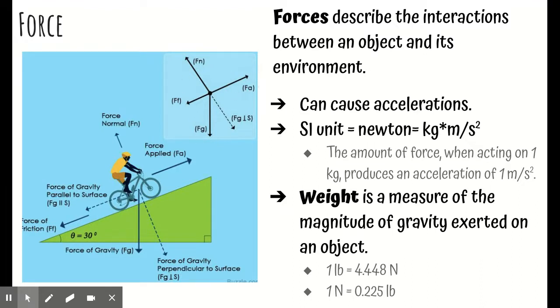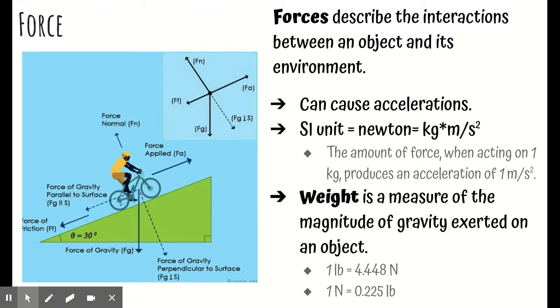The unit for force is going to be newtons. It breaks down into kilograms times meters per second squared, so that's mass in kilograms times acceleration in meters per second squared. What that really means is that 1 newton is the amount of force that, when acting on 1 kilogram, produces an acceleration of 1 meter per second squared. That part is not something you need to memorize, but that's where the unit came from.